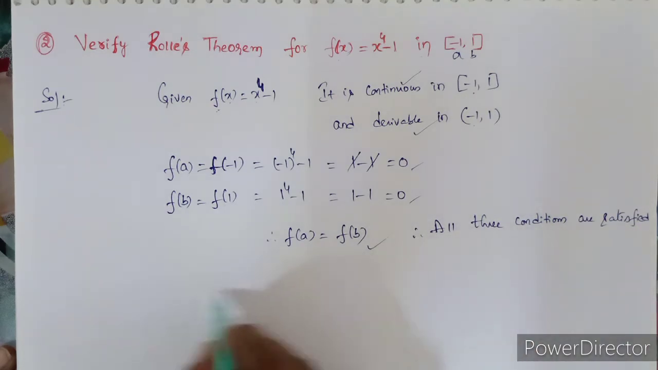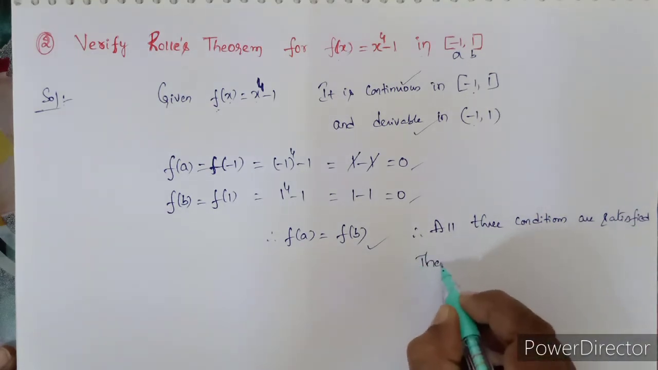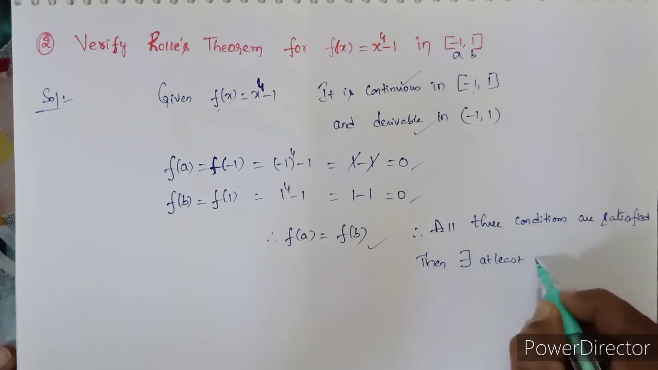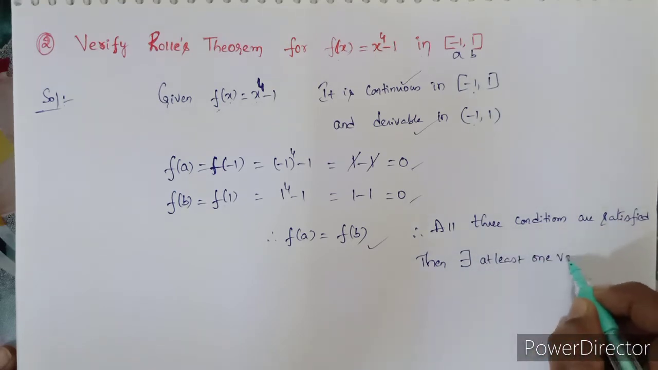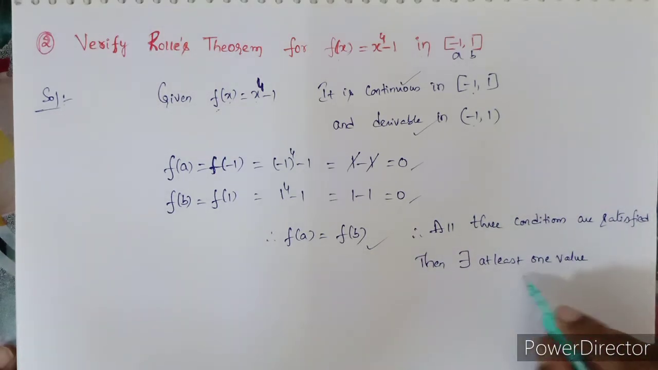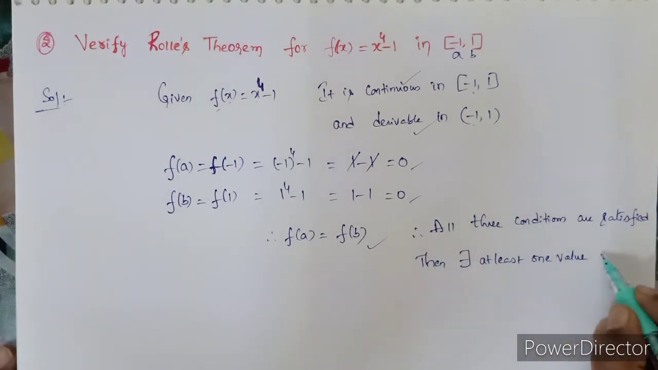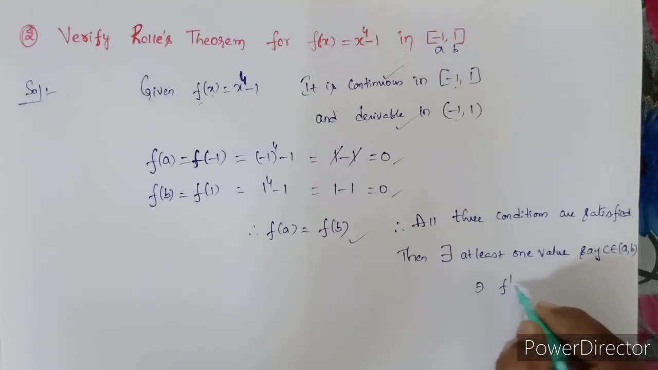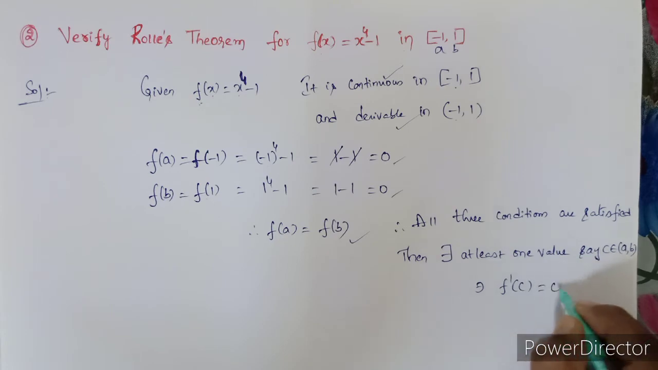Then there exists at least one value of x. That x we call a c. There exists at least one value of x, say c, belongs to the open interval a comma b such that f dash c equal to 0.